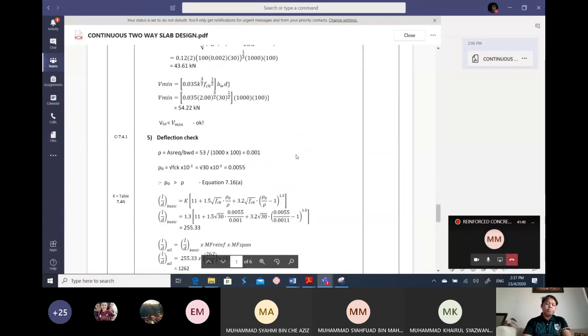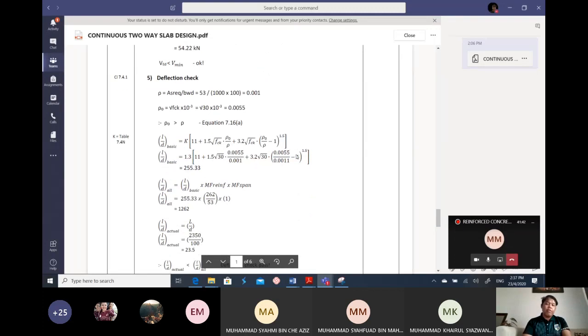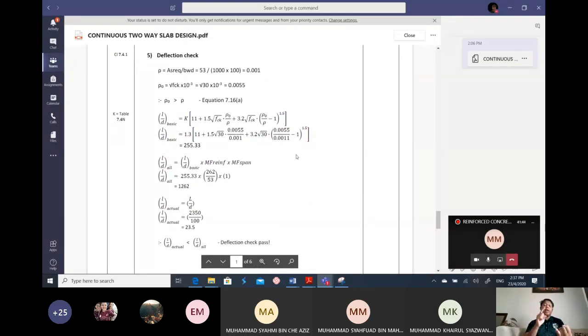Okay, for the deflection check, as usual, we have to check L over D basic, L over D allowable, and L over D actual. So we have to check the condition rho and also rho naught. Because rho naught is more than rho, therefore we use equation 7.16b. Then the answer here, L over D basic, is 25.33. So why do I use K is 1.3? The K is referred to table 7.4.